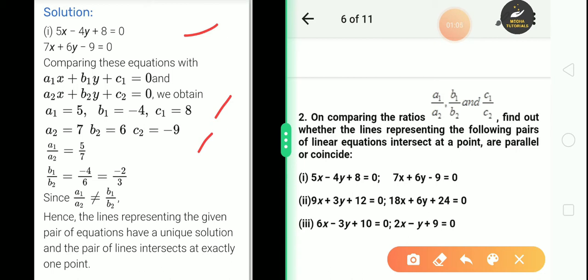Then we will check the respective ratios. So a1 upon a2 is coming 5 upon 7 and b1 upon b2 is coming minus 4 upon 6, that is minus 2 upon 3. So we can say that a1 upon a2 is not equal to b1 upon b2. Therefore given lines are intersecting lines.